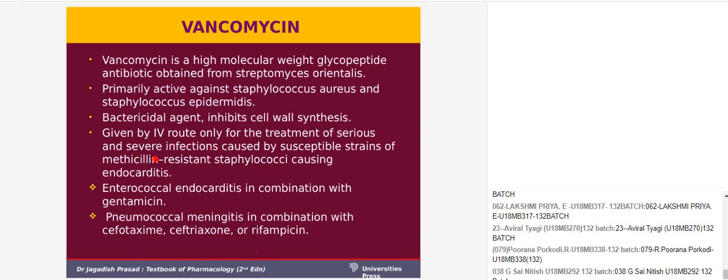It is given by the intravenous route for the treatment of serious and severe infections caused by susceptible strains of methicillin-resistant staphylococci, and mainly causing endocarditis. Here we have to remember Enterococcus endocarditis, where we use it in combination with gentamicin, and in combination with cefotaxime or rifampicin in case of pneumococcal meningitis. This is a very commonly asked 2 marks question, so we have to keep remembering this.